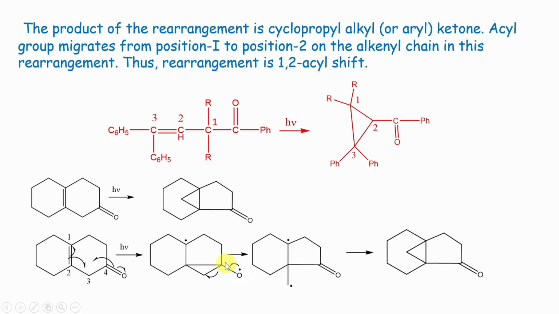Thereby this carbon-oxygen becomes a carbonyl group, and a 1,3 biradical is formed. Here a 1,3 biradical is formed: 1, 2, 3, a 1,3 biradical. A cyclopropyl ring is formed by the bond formation between this carbon atom, the first carbon atom, and this third carbon atom. Thereby we will get the product. That is the mechanism involving this conversion, the Oxa-Di-Pi-Methane rearrangement.